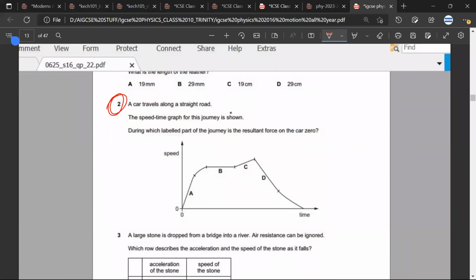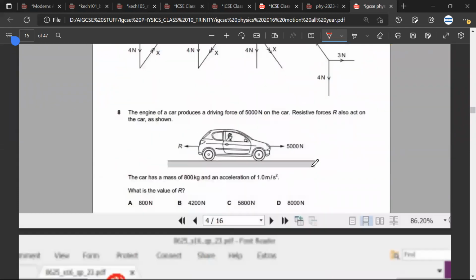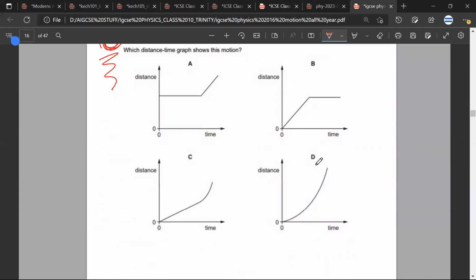Let us look at this. This is a speed time graph. Resultant force, we know force is equal to mass into acceleration. If resultant force is zero, then acceleration should be zero. Do we agree to this? Yes, sir. Now, if we look at this speed time graph, this is the region where the acceleration is zero. Do we agree? Yes, sir. So, at region B, the resultant force would be equal to zero. Do we agree to this? Yes, sir. Speed time graph? The answer is C.